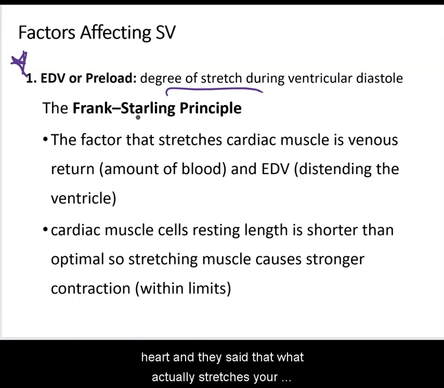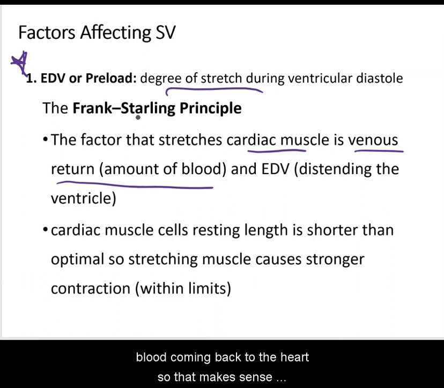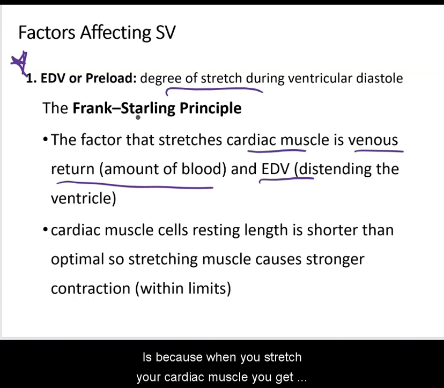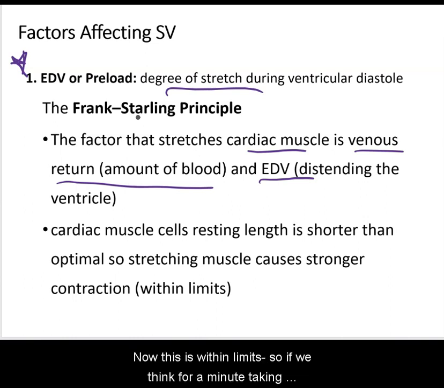And they have a couple of them, but this is the one for the heart. And they said that what actually stretches your cardiac muscle is 2 things. It's something called venous return. That's literally the amount of blood coming back to the heart. So that makes sense, right? It'll stretch it. And then the actual EDV, which is the volume or the stretching. And the reason why stretching it gives you a higher stroke volume is because when you stretch your cardiac muscle, you get a stronger muscle contraction. Now, this is within limits.